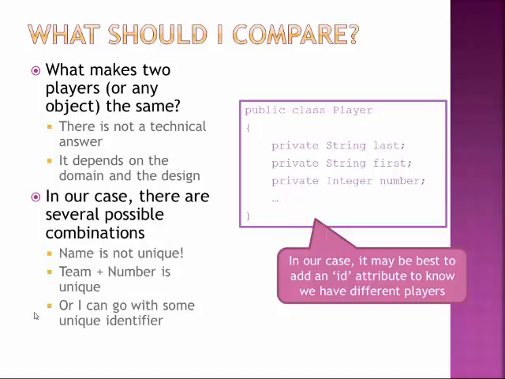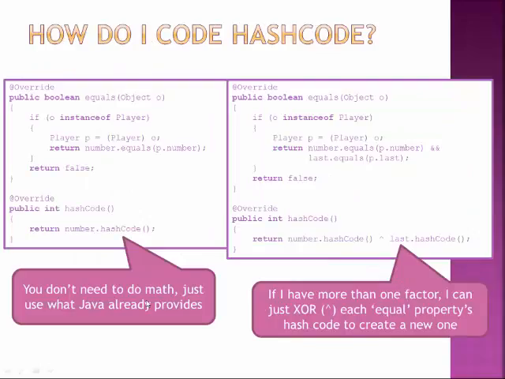And in our example, the name may or may not be unique. The number plus team could be unique if I have the team information. It's something that we have to choose that we can go with.